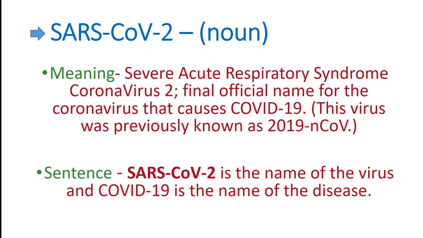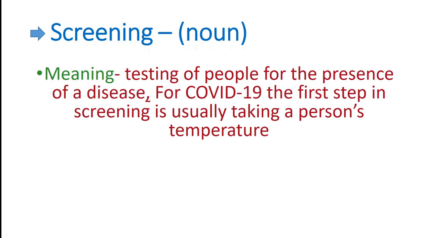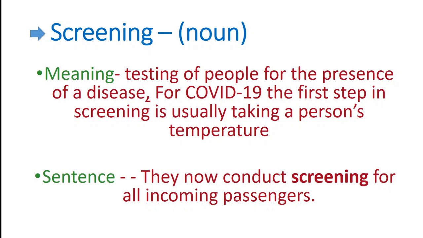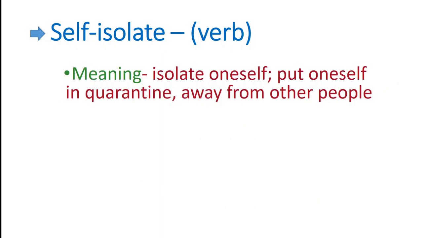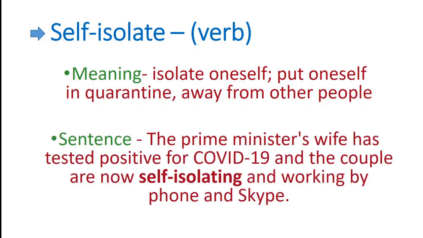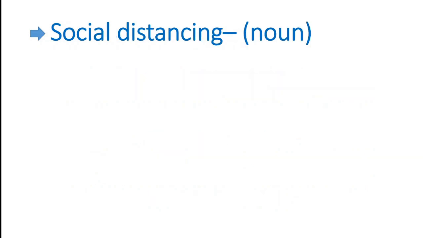Screening. Noun. Testing of people for the presence of a disease. For COVID-19, the first step in screening is usually taking a person's temperature. Sentence. They now conduct screening for all incoming passengers. Self-isolate. Verb. Meaning isolate oneself, put oneself in quarantine away from other people. Sentence. The Prime Minister's wife has tested positive for COVID-19 and the couple are now self-isolating and working by phone and Skype. Social distancing. Noun.